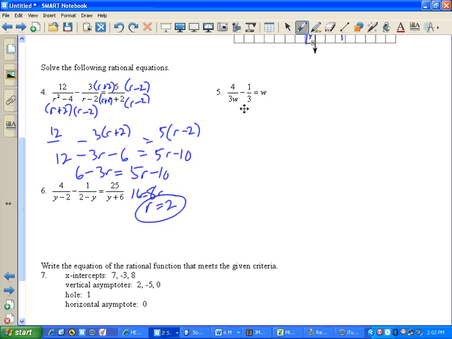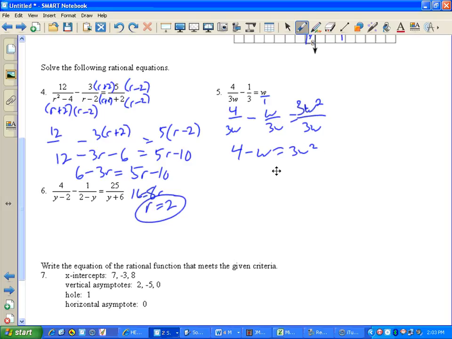Here I need common denominators. So my common denominator is going to be 3w. So I'm going to multiply this by w on the top and bottom. Still need a common denominator here, so I'm going to multiply the top and bottom of this by 3w. Now I can get rid of the denominators and just have my numerator equation.